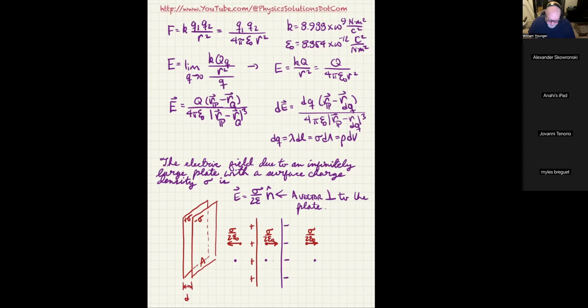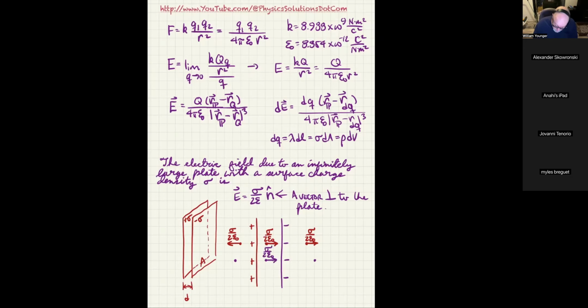Okay, so the purple plate is negative. Again, we're ignoring the fact that the red plate's there. We're just trying to do one at a time. So the purple plate is negative. That means if I put a positive point charge between the two plates, it would be compelled to move towards the negative plate, and that means it would point to the right, and the strength of that would be sigma over 2 epsilon naught.